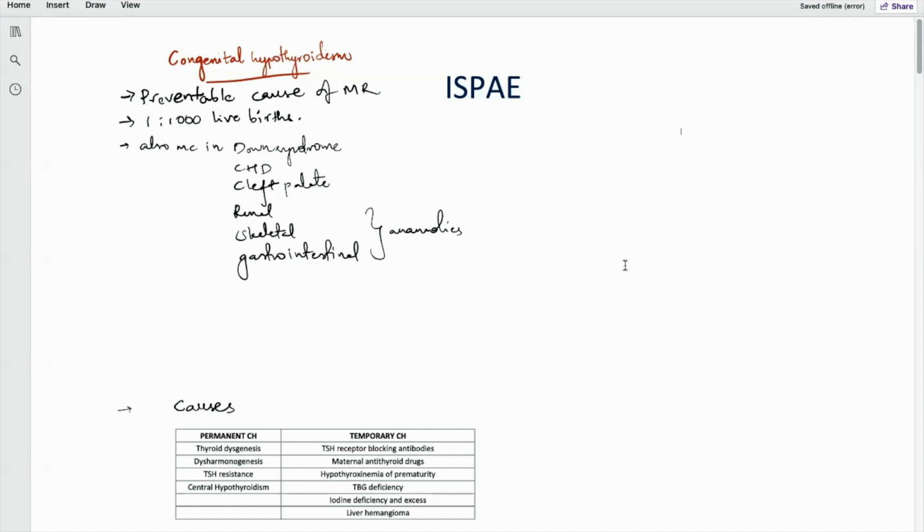I'm going to discuss congenital hypothyroidism. I will discuss congenital hypothyroidism based on the guidelines by the Indian Society of Pediatric and Adolescent Endocrinology. Congenital hypothyroidism is a preventable cause of mental retardation, and the incidence is 1 in 1000 live births in India.